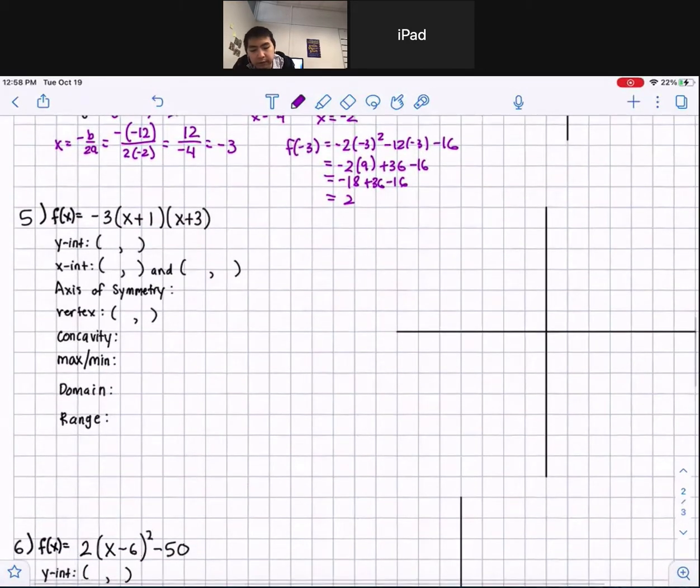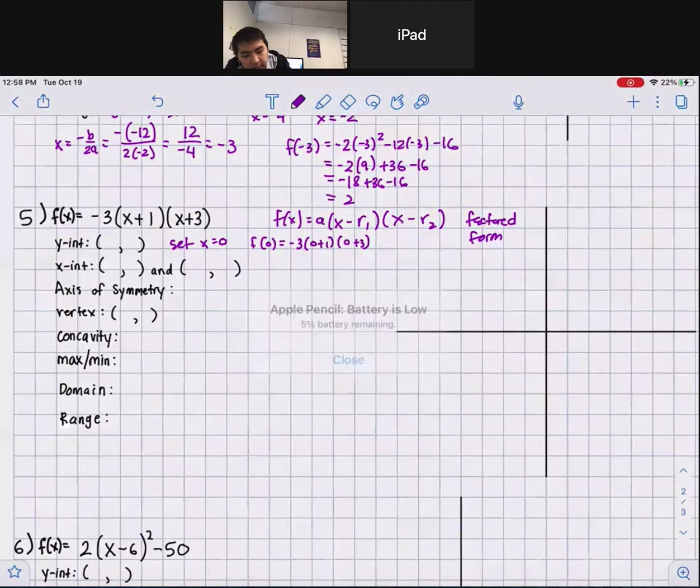Number 5, this is in factored form because it's in factored notation with the factors, right? Factored form. So for the y-intercept, you always set x equal to 0, right? Everywhere you see an x, it now becomes a 0. Negative 3 times 1 times 3 is negative 9. So 0, comma, negative 9.